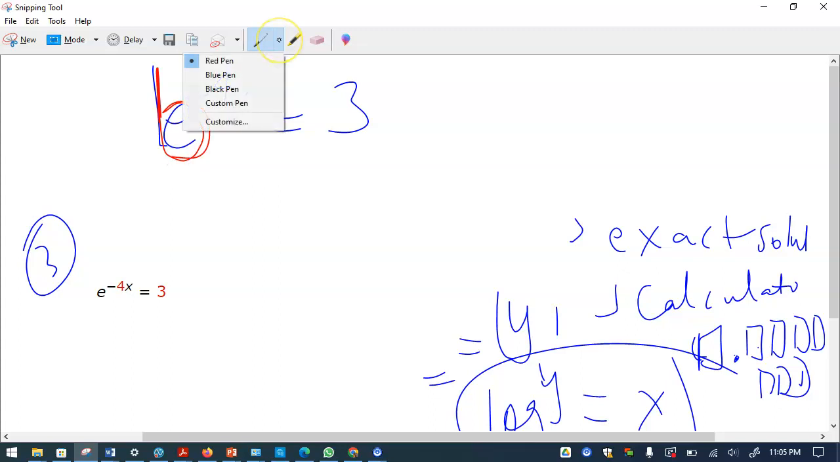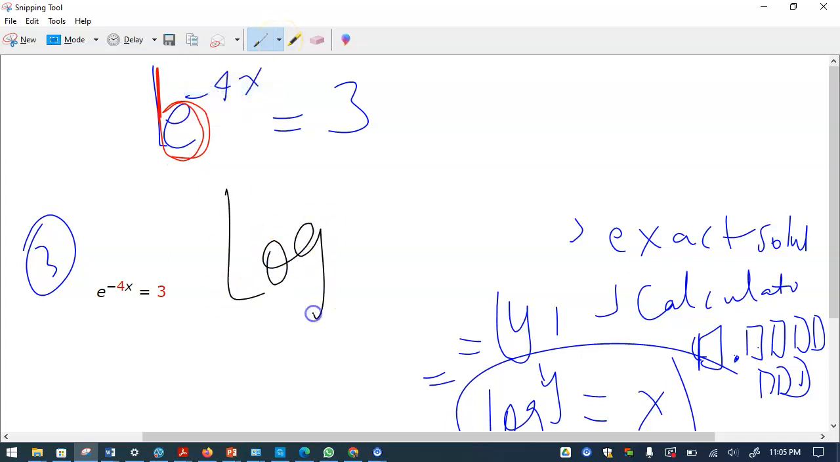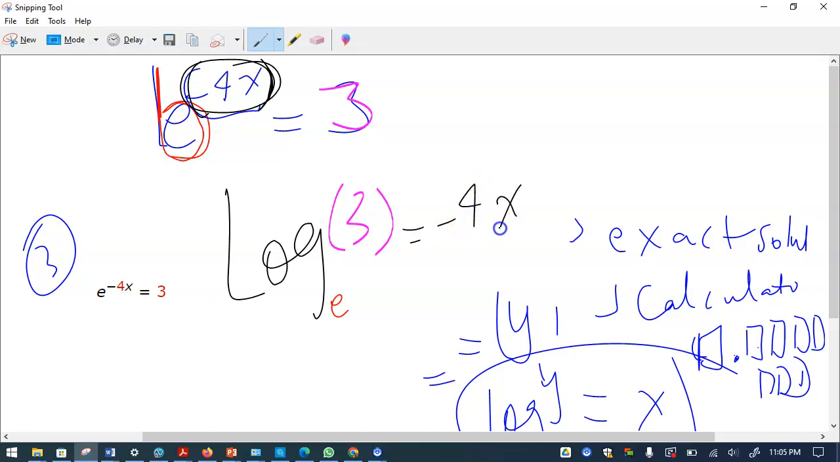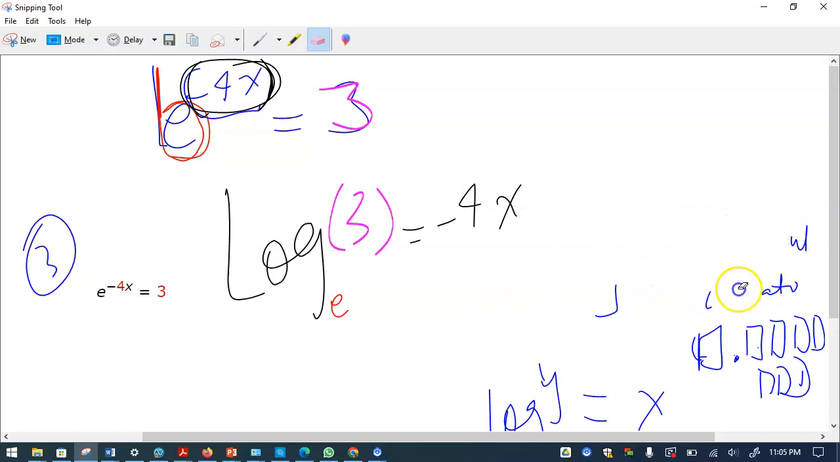So when you write the logarithm, the base goes down. That becomes the e right here. Now the output, which is the 3, now becomes the input right here. And the input, which is negative 4x, becomes the output. That's all it is. And since we need to solve for x, the x has to be by itself.